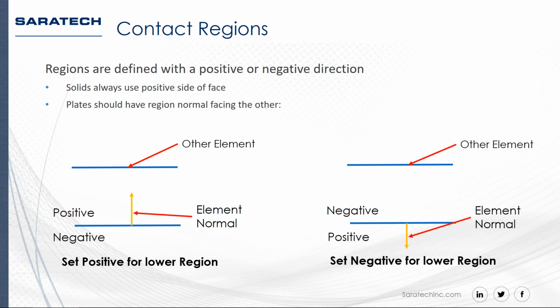So now let's look at how these regions are defined. Basically, you have a positive or negative direction for a region, similar to an element or a surface normal. And the idea here is they need to face each other. So here on the left, we have these two blue elements. If we're looking at the bottom element or region, if the positive direction is up, we can see that's correct. So we want to set that as positive for this region. Now on the right, for whatever reason, let's say the normal direction was facing down. So what we want to do here is set that region to negative. So we'd want to uncheck that positive side box, and that'll flip it to negative, so it can properly point to the other element that it's coming into contact with.